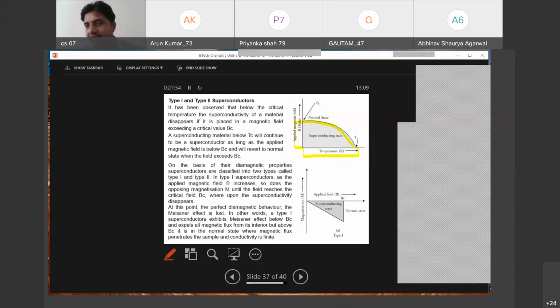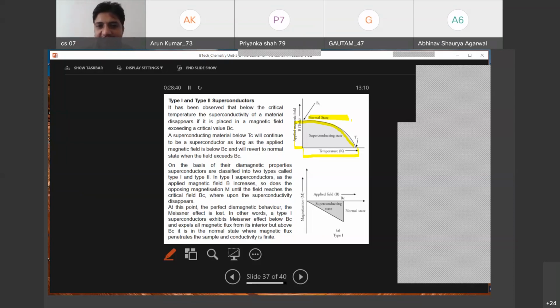If you have higher values of applied magnetic field than BC, and a higher value of temperature than TC, your metal will behave like a normal metal. So, did everyone understand a little of what is happening here? Yes, sir. It means you can control the superconductivity of a metal just by varying the temperature and the applied magnetic field.